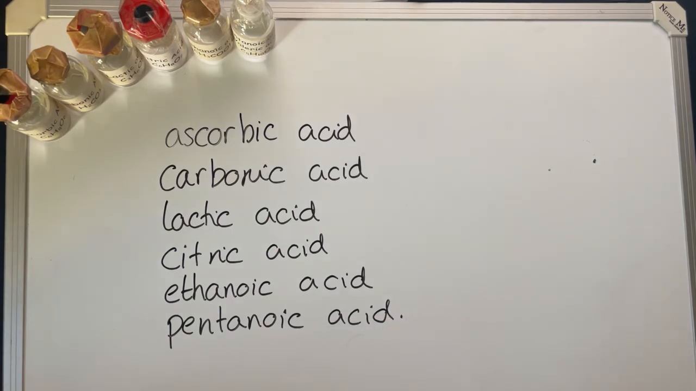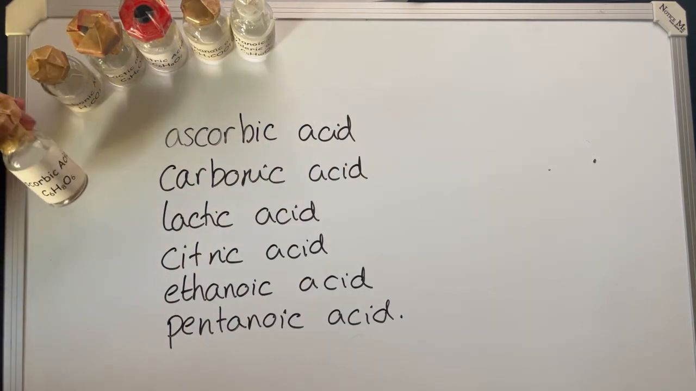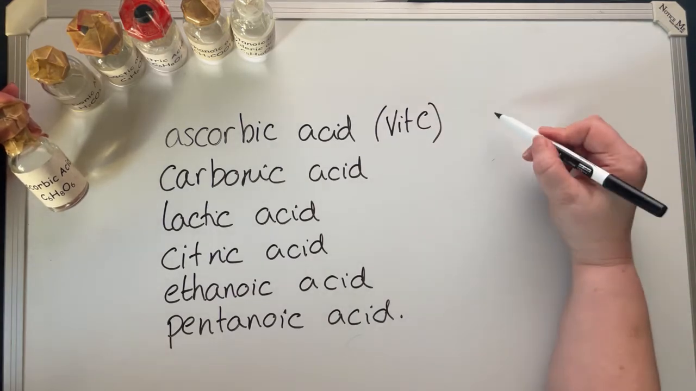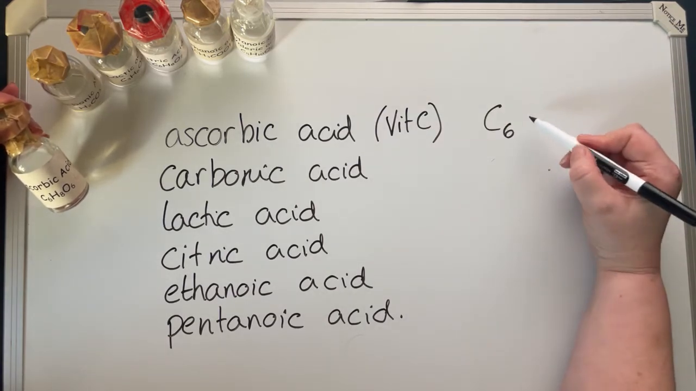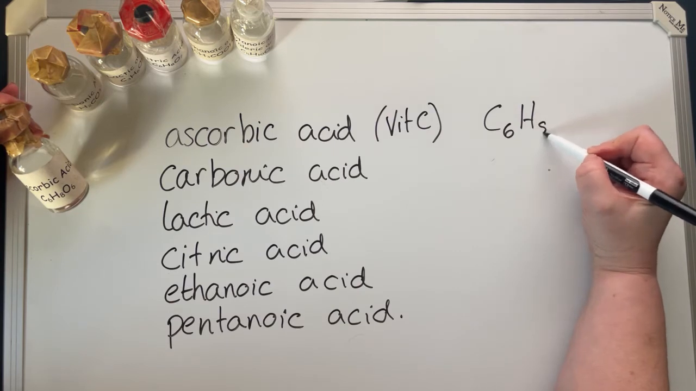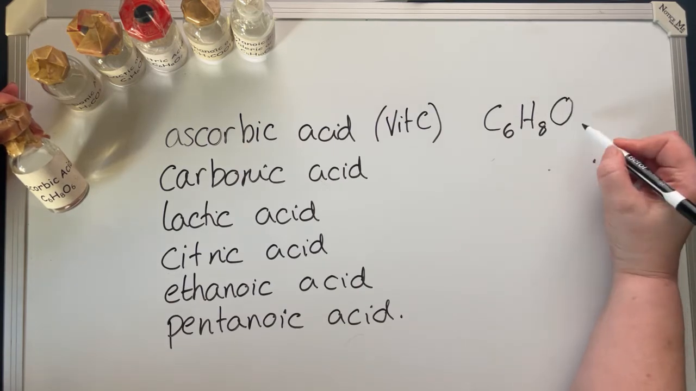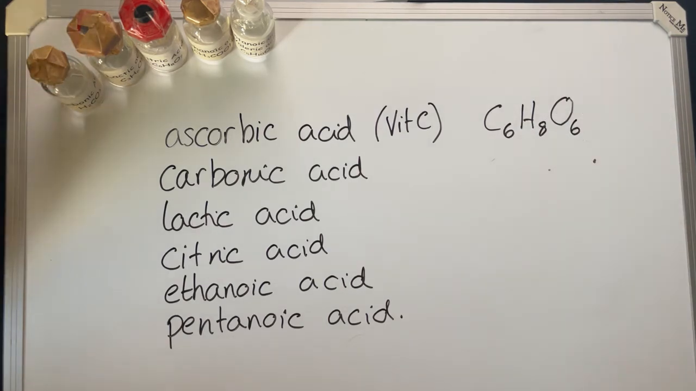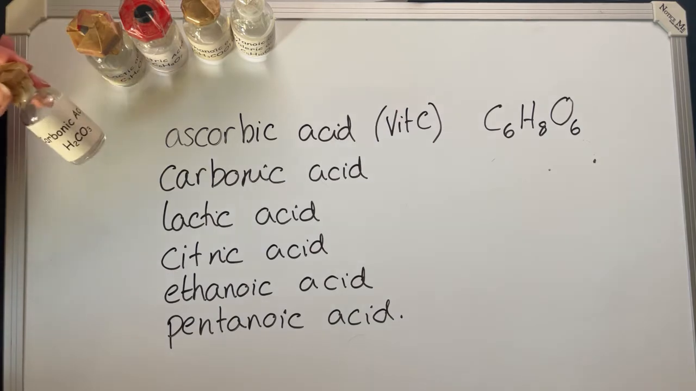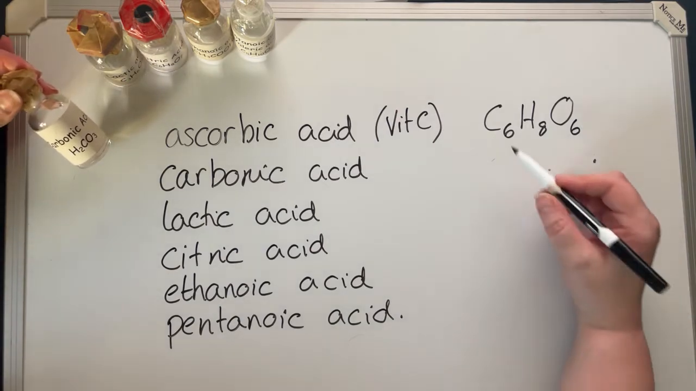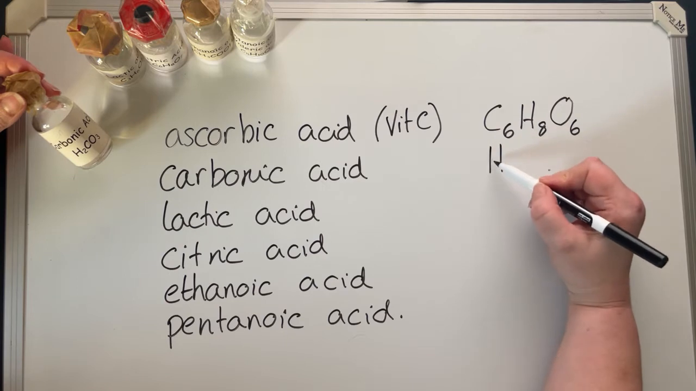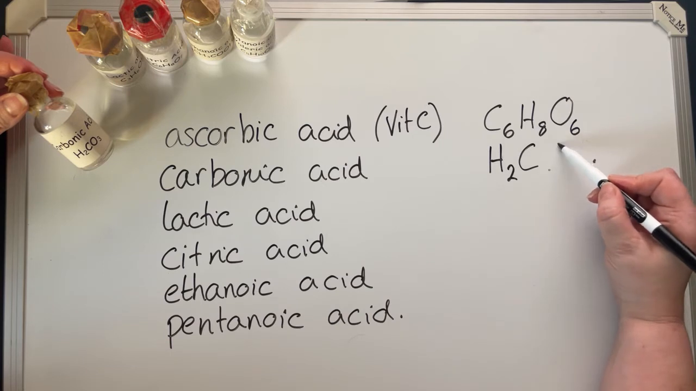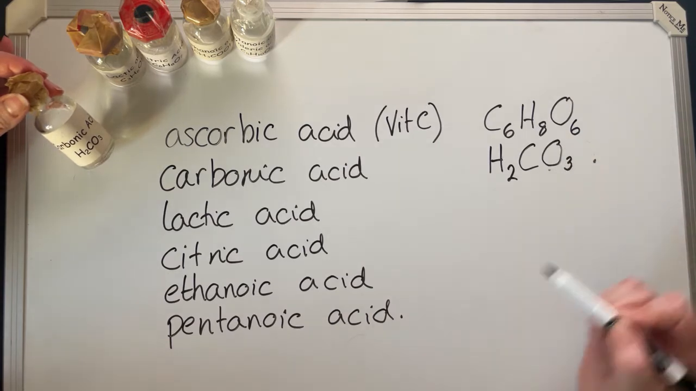The formula for ascorbic acid, which is otherwise known as vitamin C, is C subscript 6, H subscript 8, and O subscript 6, with the C, H and the O all being capitals. Next up we have carbonic acid. Carbonic acid's formula is capital H, subscript 2, capital C, capital O, subscript 3.